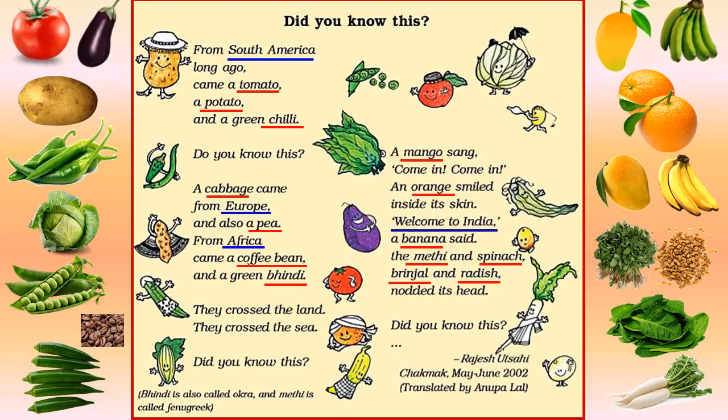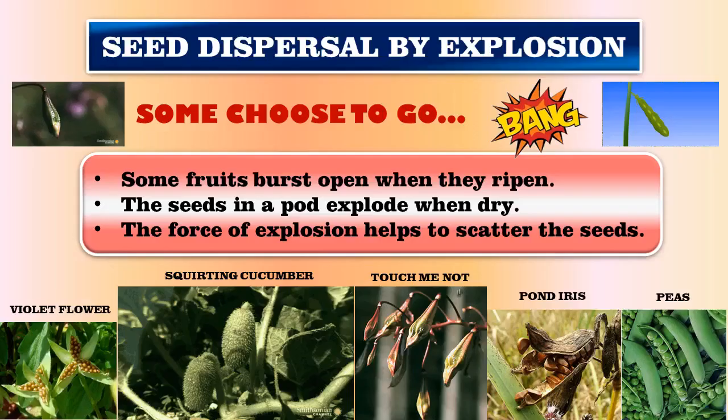Did you know this? A tomato, a potato, a green chili came from South America long ago. A cabbage and also a pea came from Europe. A coffee bean and a green bhindi came from Africa. But mango, orange, banana, methi, spinach, brinjal and radish were grown in India long ago.